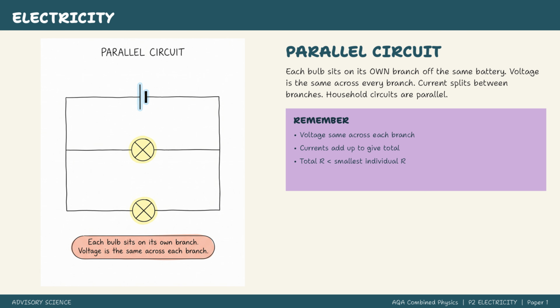Students find this difficult because it feels backwards, so remember to look closely at the circuit diagram first. If a component is on the main loop, apply series rules. But if it's on a side loop, switch to parallel rules. Disconnecting a component in a series circuit breaks the whole loop and stops everything working. But in a parallel circuit, only that specific branch is broken, while the other branches keep running perfectly.